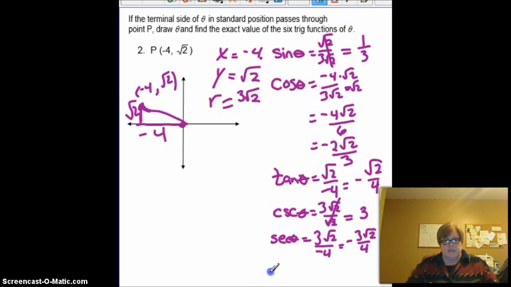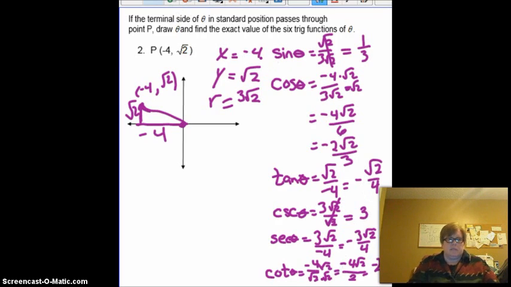And then finally, cotangent theta, being the reciprocal of tangent, will be -4 over the square root of 2, which again, we don't like to leave radicals in the denominator. So we'd get -4 square root of 2 over 2, which further simplifies to -2 square root of 2.